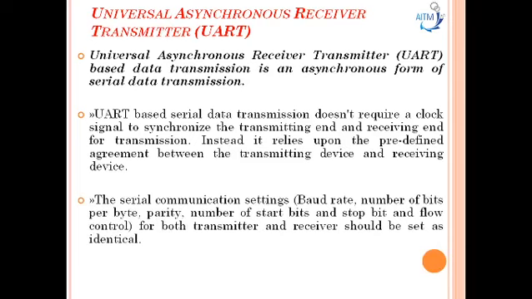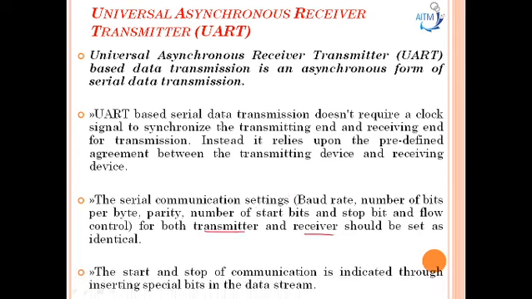So that agreement between the transmitter and receiver is the serial communication settings like baud rate, number of bits per byte, parity, number of start bits and stop bits, and flow control, which should be set identically for both the transmitter and receiver here. So whatever settings are there between the transmitter and receiver, those settings should be identical for transmitting and receiving here.